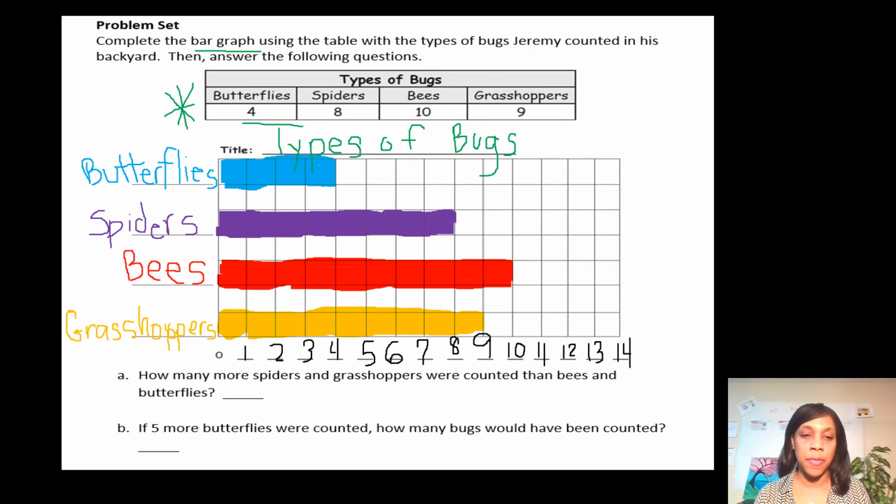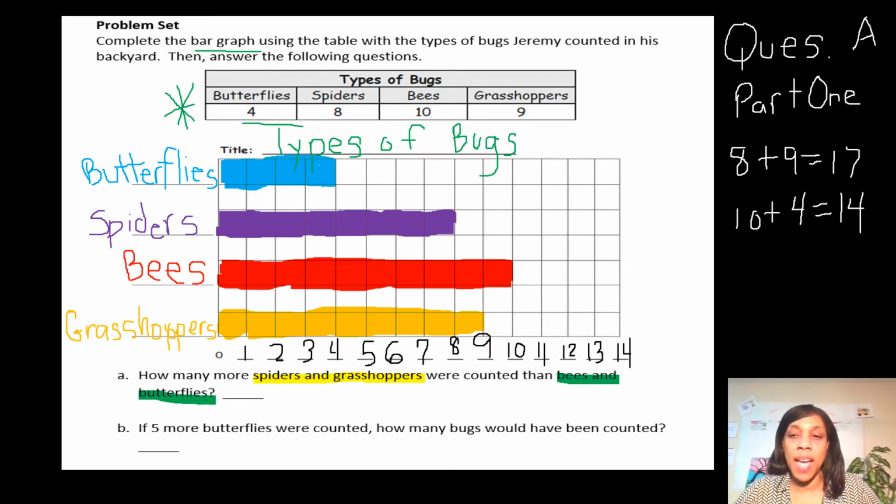First, I have to figure out my spiders, and I see that word and, so I have to bring them together. I have to add. So I'm going to add my spiders and my grasshoppers. Next, I have to add my bees and my butterflies. Do that part first, please.